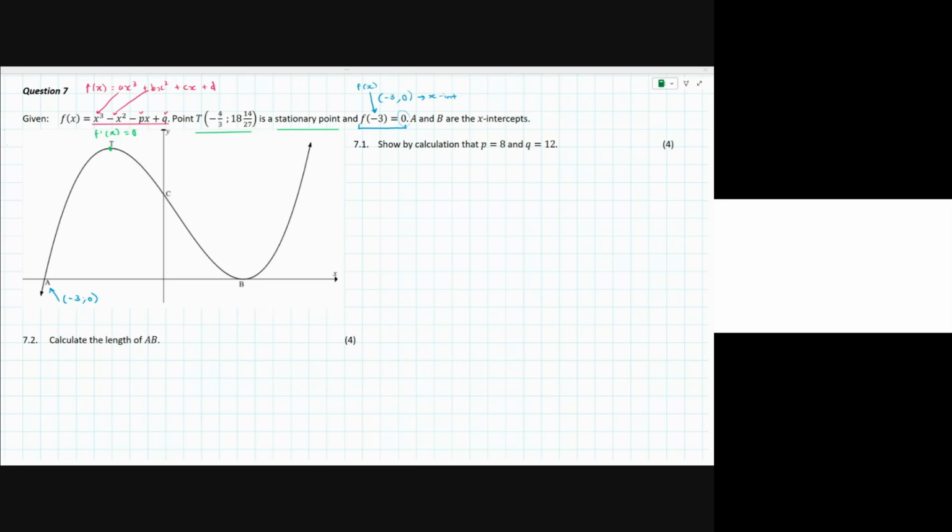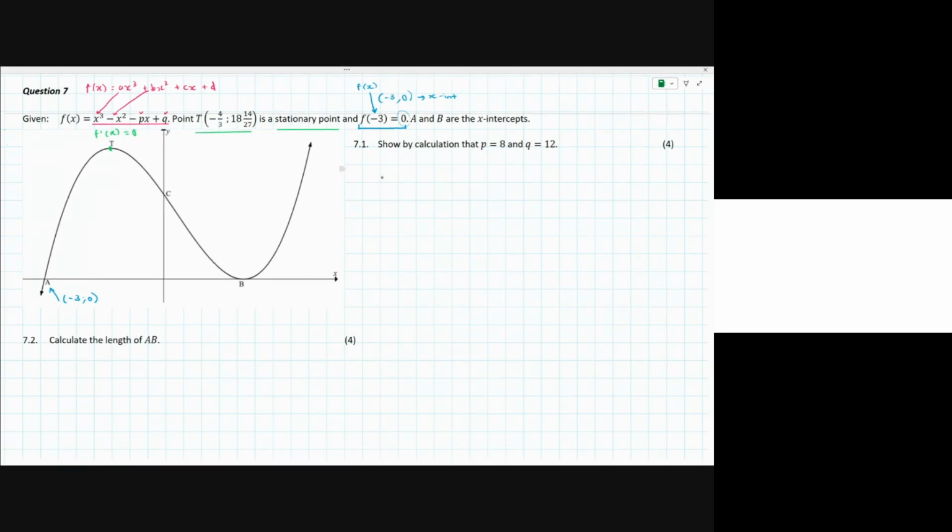But what we need to go back to is, what do all of these things represent for us? Because I have been given a turning point or a stationary point, I'm going to start there. And remember, we said that the stationary point or turning point on a cubic function is where your first derivative is equal to 0. So let's have a look at that.